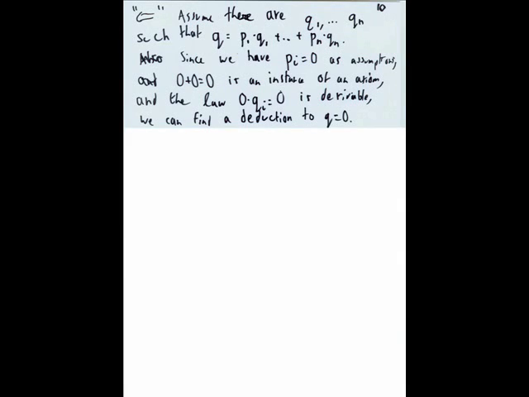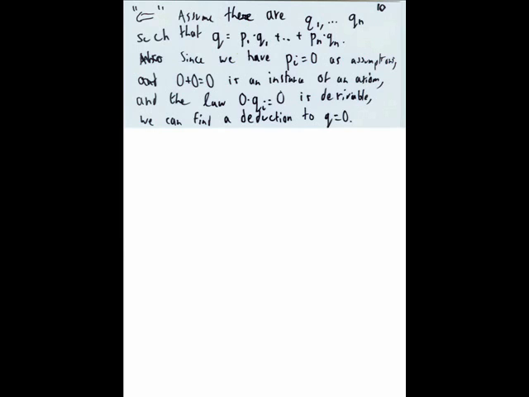So to prove the right-to-left direction, assume there are Q1 up to Qn such that Q equals P1 times Q1 plus up to Pn times Qn. Yes, because that's by the definition of an ideal generated by P1 up to Pn, and also each polynomial is in Z[x1 up to xn]. Yes, because that's the definition of an ideal.